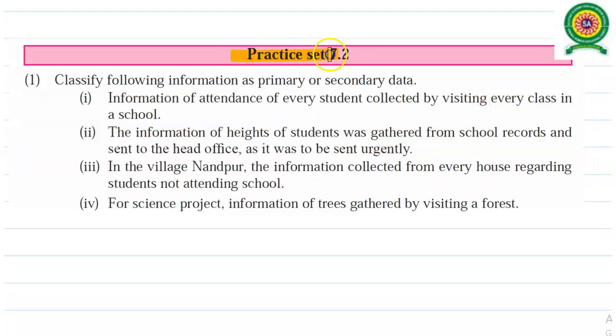Now look at the practice set 7.2. Classify the following information as primary or secondary data. Within it, the first sub question we have: information of attendance of every student collected by visiting every class in a school. So it will take more time to collect the data, and it will give us the detailed information about the present students of each class. So that's why it is an example of primary data.